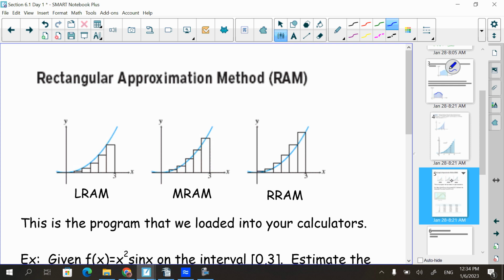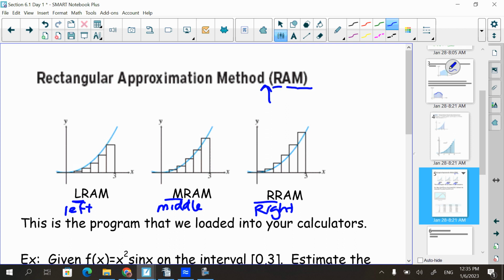There are three different ways that we can make the rectangles. And AP is going to be specific as to which way they want you to do it. But these are the three types of rectangles that they could ask you for. RAM stands for Rectangle Approximation Method. But what we tend to do is put a letter on the front of it that helps us to decide what kind of rectangle we're going to have. They could put an L in the front of it. L stands for left. They could put an M in front of it. M stands for middle. They could put an R in front of it, which stands for right.